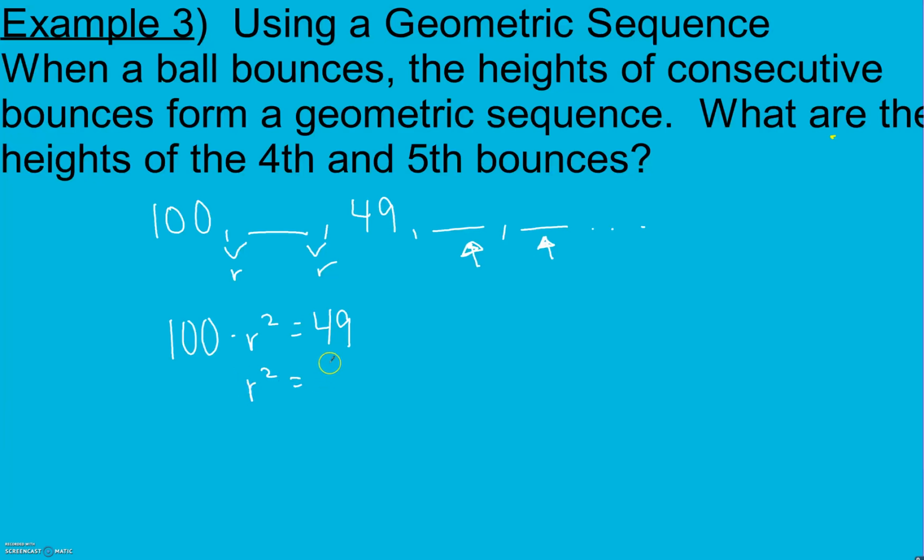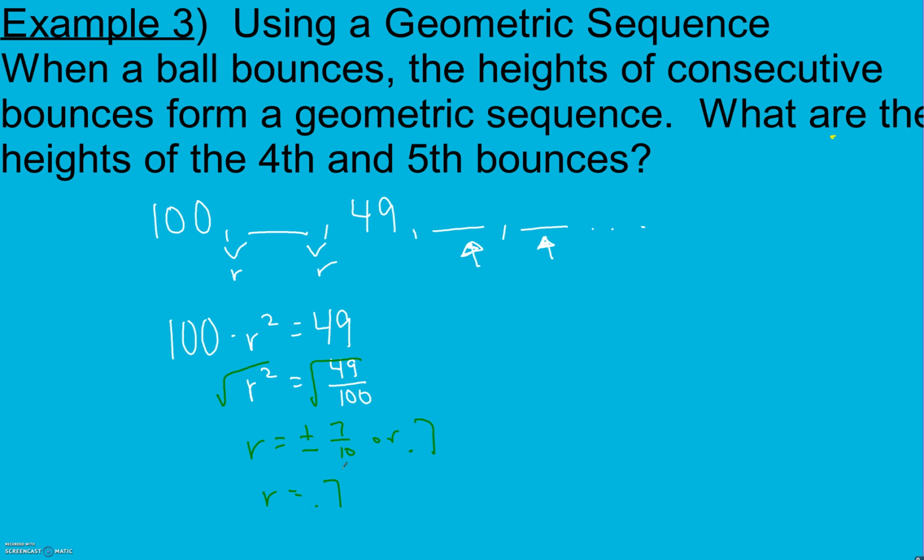If we divide by 100, we get 49 over 100. When we take the square root of that, we get plus or minus 7 over 10, or 0.7. We're only going to use the positive one here because we know that our bounces can't be negative. So r equals 0.7 or 7 over 10.